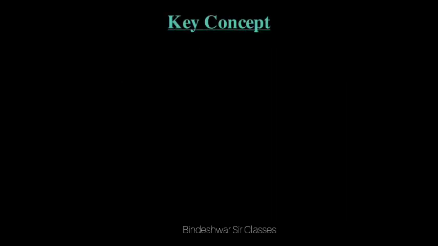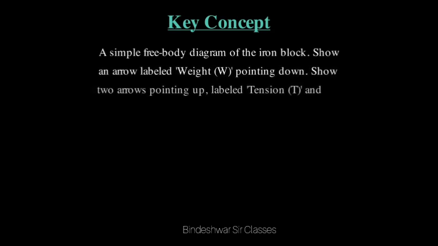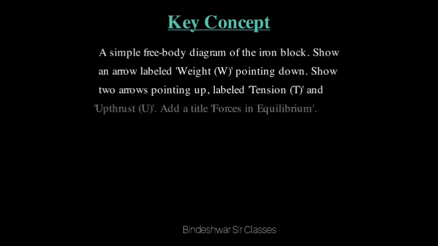To solve this, we need to understand the forces acting on the iron block. Since the block is hanging from a string and is completely submerged in a liquid, there are 3 main forces at play. First, there's the weight of the iron acting vertically downwards. Second, there's the tension in the string pulling vertically upwards. And third, there's the buoyant force, or upthrust, exerted by the liquid, which also acts vertically upwards. Because the iron block is held stationary, it's in a state of equilibrium. This means the total upward forces must perfectly balance the total downward force.